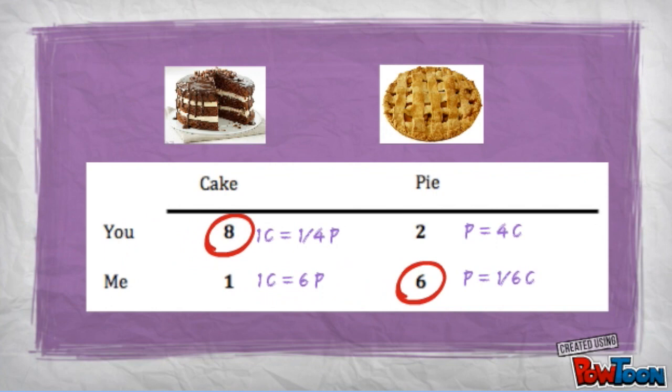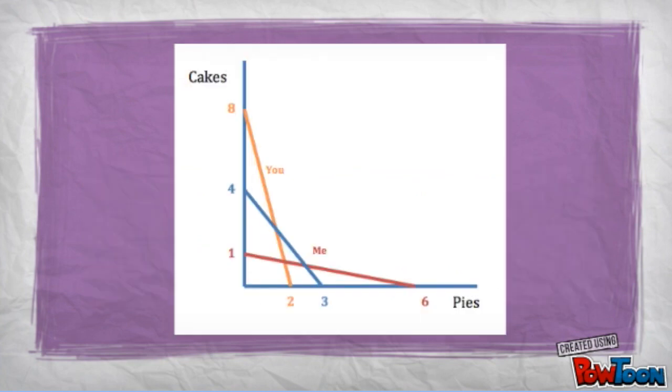So it only makes sense for you to bake the cakes and for me to bake the pies. If we both specialize in the baked good in which we have our comparative advantage and then trade, we can get outcomes that are beyond each of our individual production possibility frontiers. That means after the trade, we can each have 3 pies and 4 cakes.